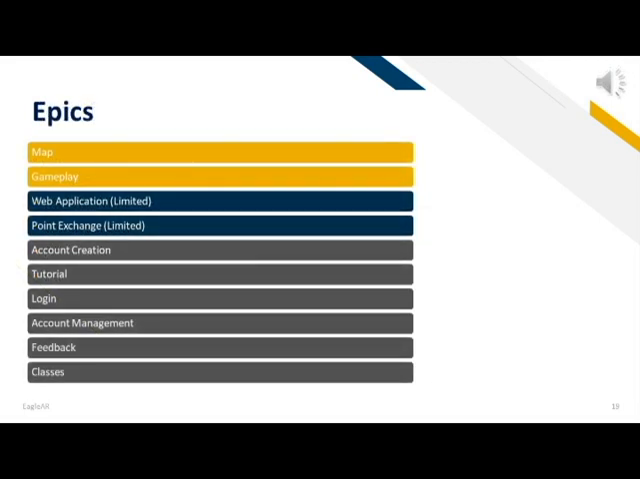In this slide, you can see a list of all of the epics for this project. The list is color-coded to reflect whether each epic was in scope for our development this semester or not. In yellow are epics that were required for the minimum viable product, which are the map and gameplay. In blue are epics that were required to be partially implemented for the minimum viable product. These are the web application and the point exchange. Lastly, the epics in gray are those that were out of scope for our development this semester. These include account creation, tutorial, login, account management, feedback, and classes.